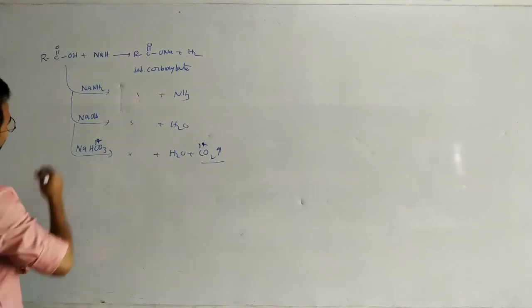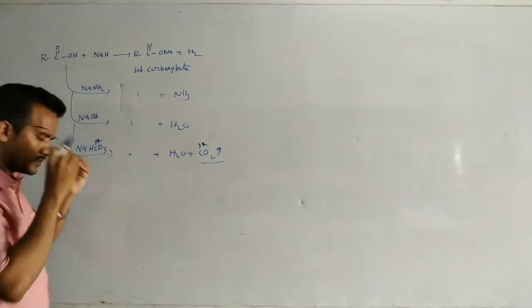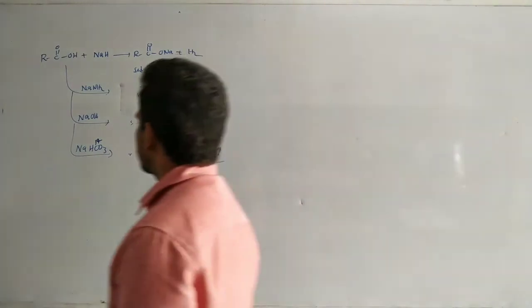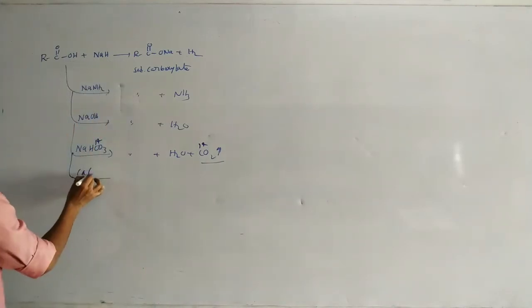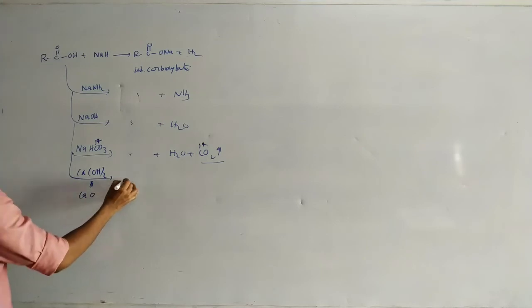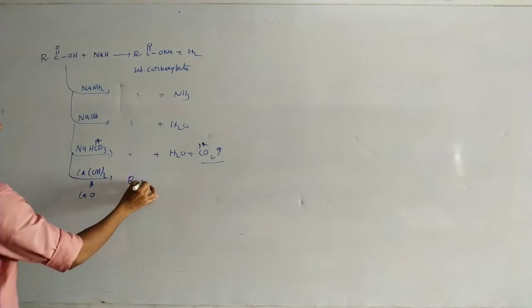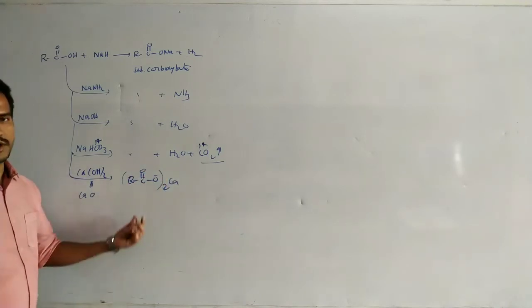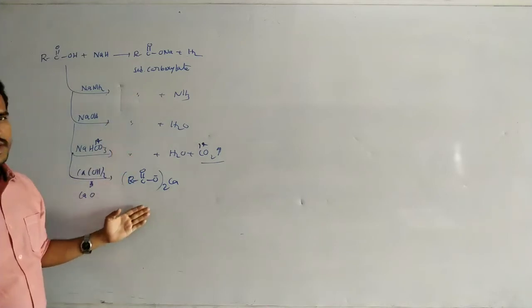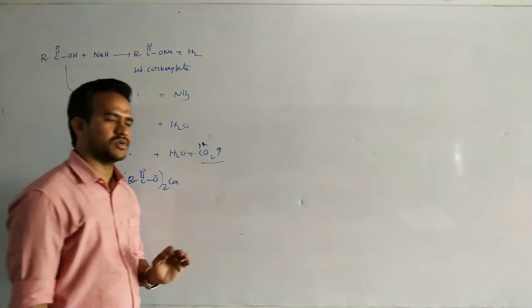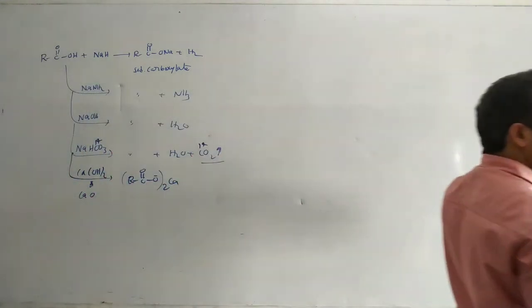Next, carboxylic acids treated with calcium hydroxide or calcium oxide produce RC double bond O minus twice Ca, calcium carboxylate, because the carboxylate is monovalent but calcium plus 2 is divalent. So calcium carboxylate is produced, that means RCOO twice Ca plus 2.